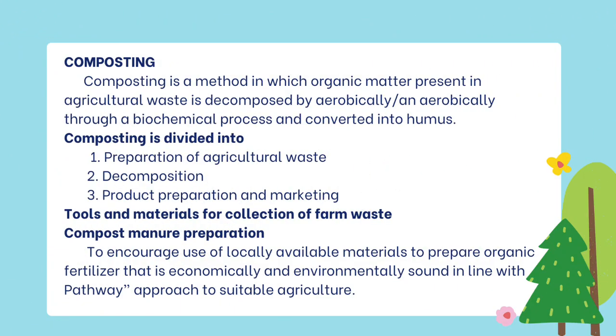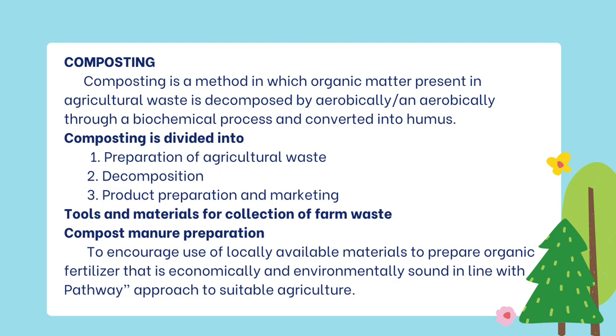Composting. Composting is a method in which organic matter present in agricultural waste is decomposed aerobically and anaerobically through a biochemical process and converted into humus. Composting is divided into number 1, preparation of agricultural waste, number 2, decomposition, and number 3, product preparation and marketing. Tools and materials for collection of farm waste.